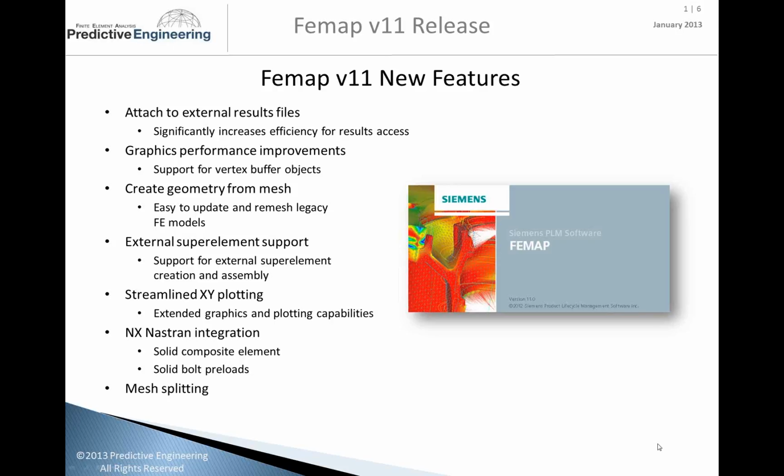One of the big ones is the ability to attach to external results files. So before version 11, you would just import results into your model file, and all of those results would be saved internally. With this new attach method, there's several benefits as far as load time, save time, model file size, and we're going to do an example of that one, and I can show you the speed and the model size benefits there. There's some improved graphics performance.